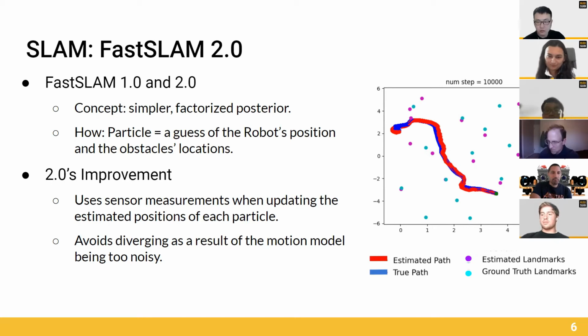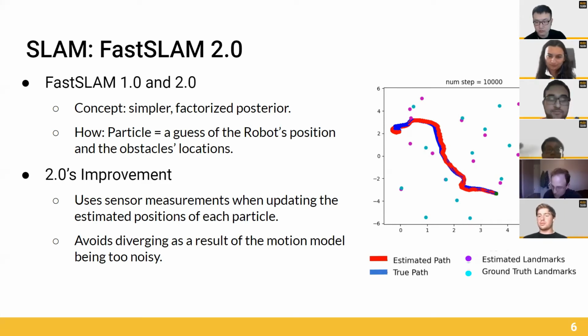To implement this algorithm, the big idea here is that we keep track of something called particles, which is a guess of the robot's position and the obstacle's location. Our goal here is to find the particle that is most consistent with sensor measures. Now, Chris will talk about the improvement of version 2.